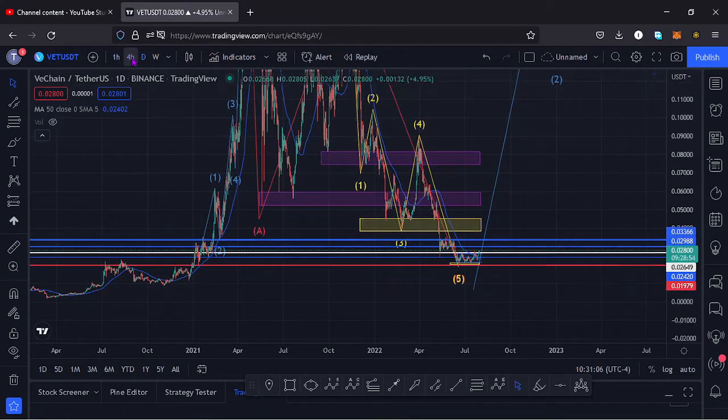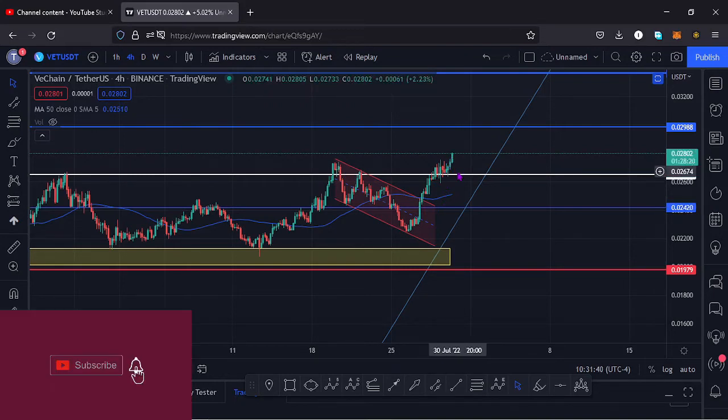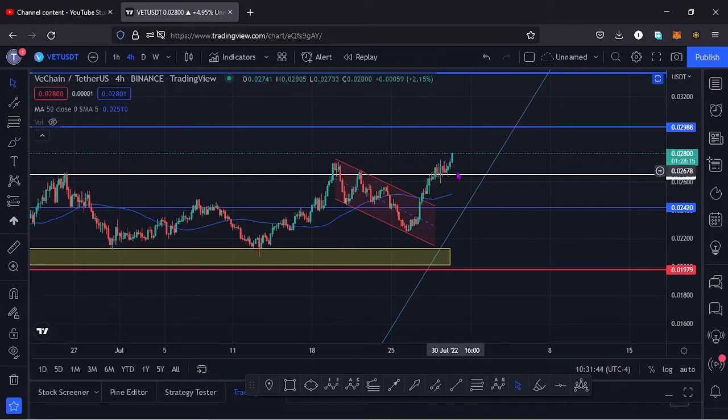Starting from the 4-hour chart, you can see we had been trading within this descending channel, and at some point the buyers had the momentum to continue pushing the price of Vechain to the upper side. We broke out of that channel to the upper side and even broke above a key area of resistance at around the $0.026 mark, and we are trading above that key area of resistance, and soon I expect us to see a retest of that area for us to continue pushing the price to the upper side.